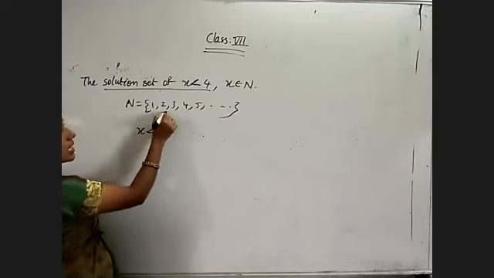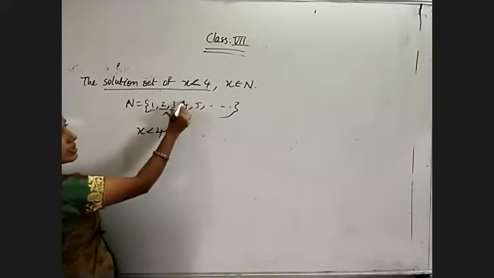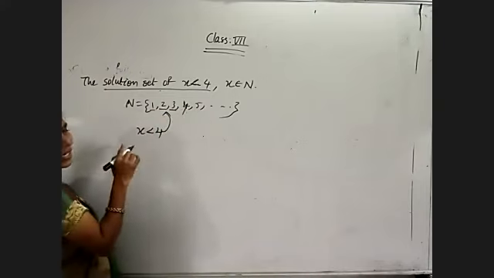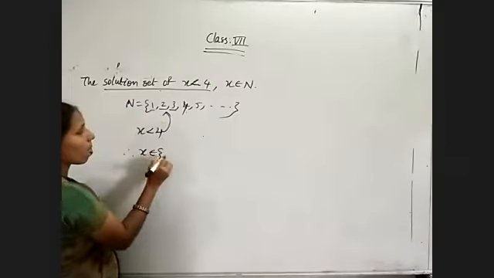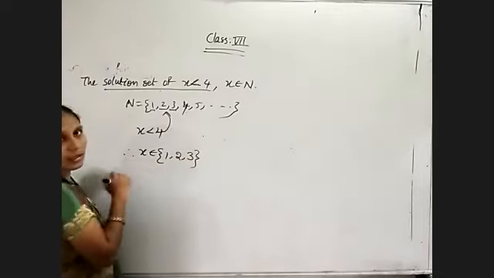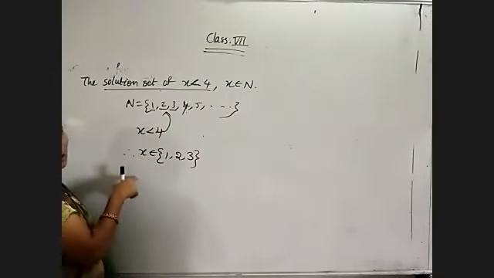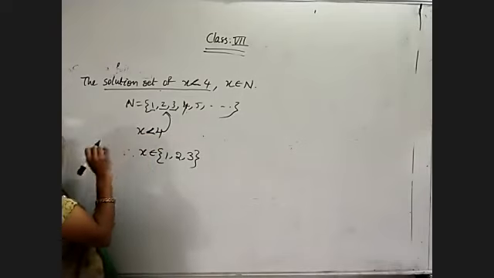Which values will satisfy in the natural numbers? 1, 2, 3. 4 is equal to 4, so we will not take it. Therefore, x belongs to either 1 or 2 or 3. They have mentioned x belongs to N, and for that sake only, the values lesser than 4 are selected for x.